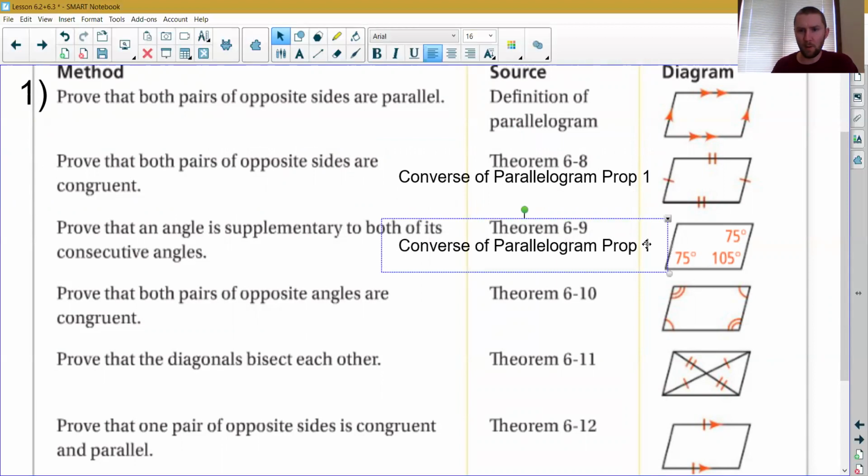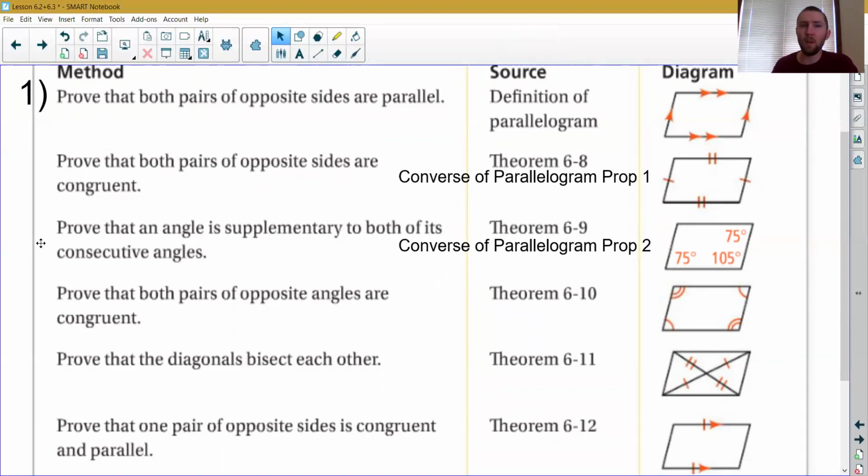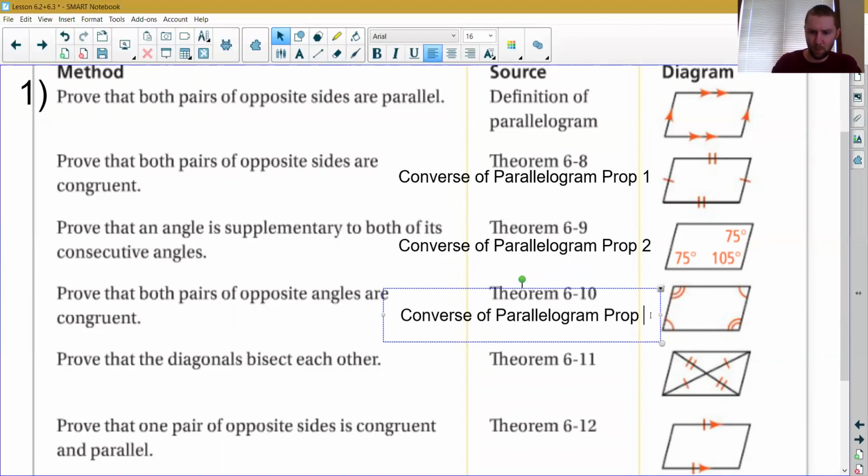The converse of parallelogram property 2, remember it's a little bit of a shortened version of the property. If one of the angles is supplementary, meaning adds to 180, with both of the consecutive angles, or I should say, the ones next to it, then we know it's a parallelogram. That's the converse of property 2. We also have the converse of property 3, which would say both pairs of opposite angles, opposite corners, are congruent to each other.